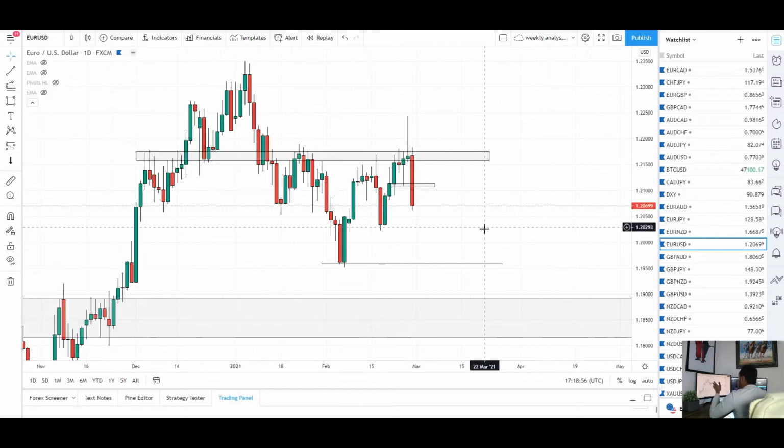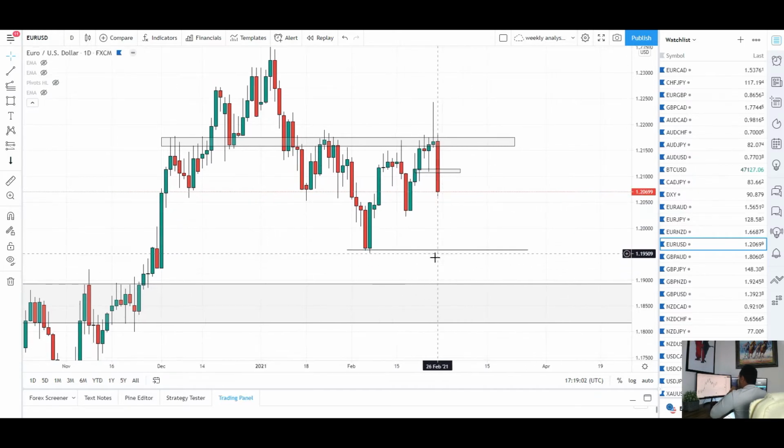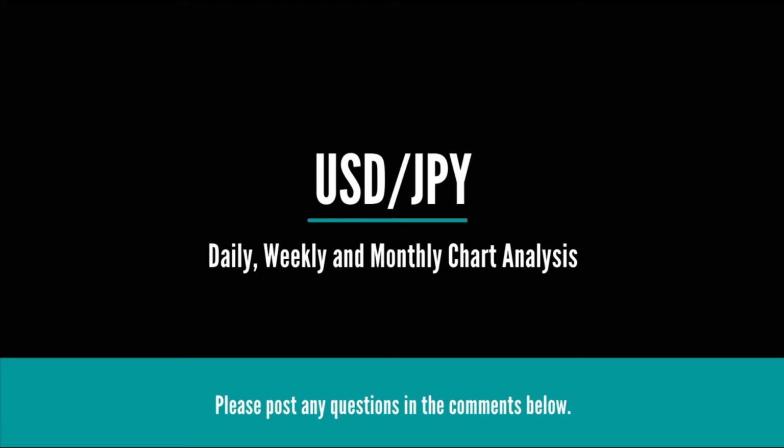So bias to the downside for USD, as long as we stay underneath this resistance here in the market. I think USD is on its way back down. At least go and test these lows here, but I think we'll probably push further and go and test 1.19. Next, we're going to take a look at USD JPY.